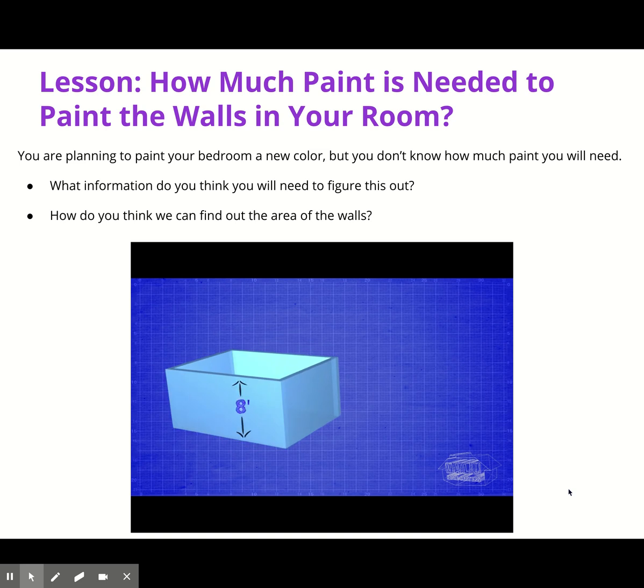If the ceilings were, say, 8 feet high, then you would multiply the height of the room by its perimeter, or multiply 8 by 44 in this case. This leaves you with 352 square feet of wall to be painted.